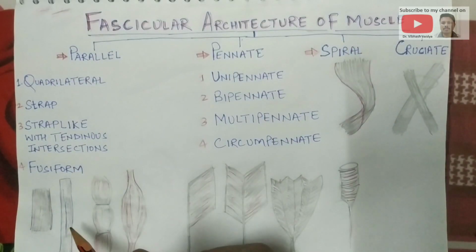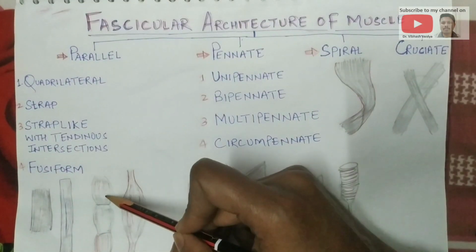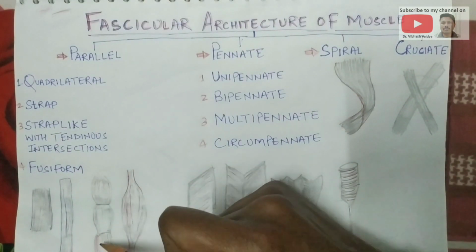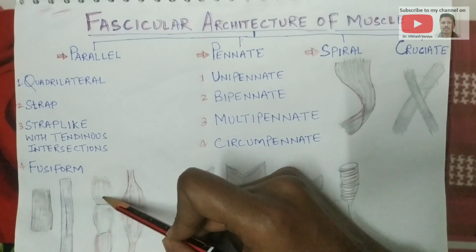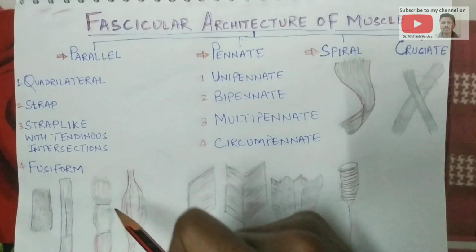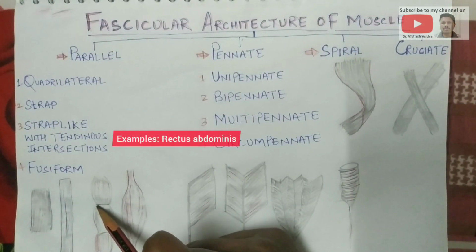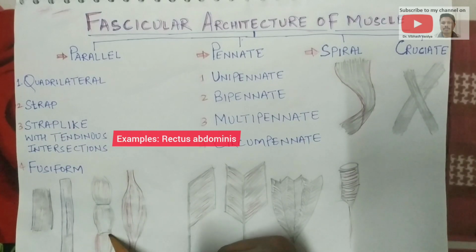As we compare the strap muscle with the strap-like muscle with tendinous intersections, the length of both muscles is more or less the same. The fibers run parallel toward the line of force, but this muscle is subdivided or intersected by these tendons.